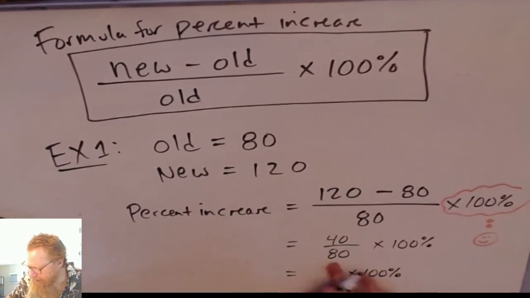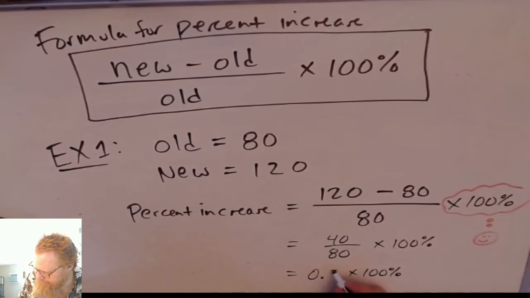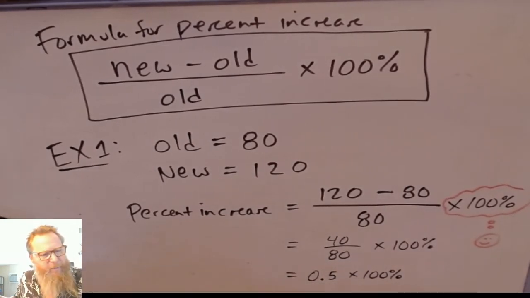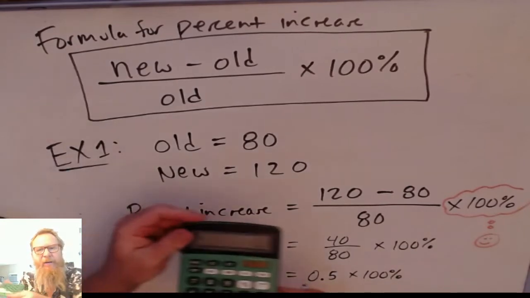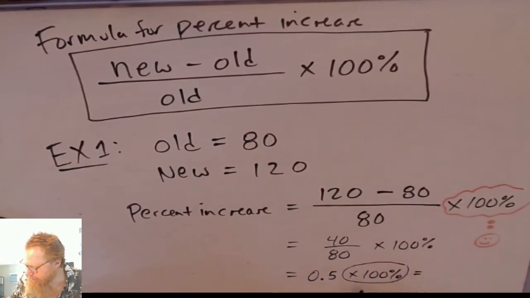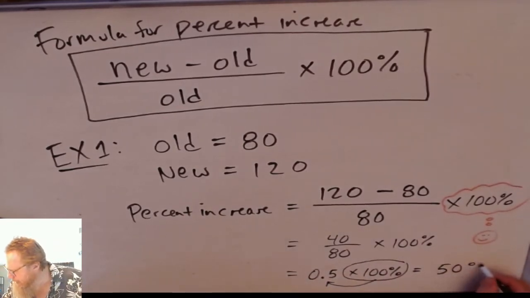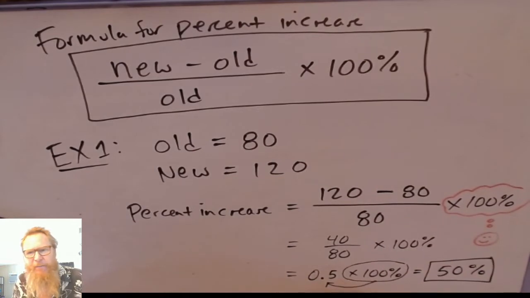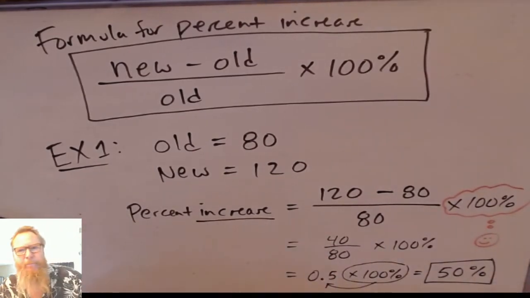Or if you prefer, I actually do prefer decimals. So 40 divided by 80, I don't really need the calculator for that, but 40 divided by 80 is 1/2, but it's probably better to write it as a decimal, 0.5. And then again, you're going to do this part mentally. To multiply by 100%, you're going to move the decimal 2 places to the right. And so you have a 50% increase. Okay, so that's the formula for percent increase.